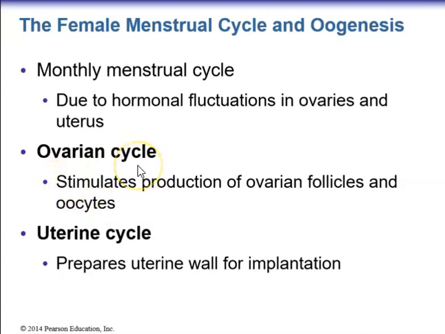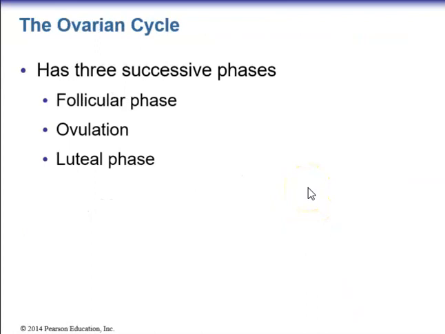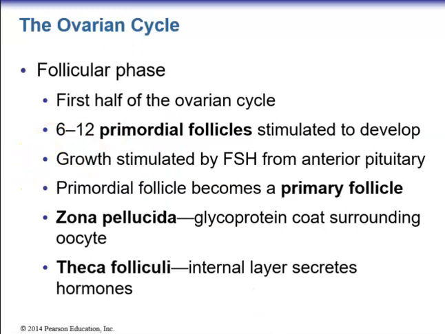So the ovarian cycle is basically a picking of which oocyte will be released every month. Now the uterine cycle is the cycle in which preparations are made, and it prepares the uterine wall for implantation of the fertilized egg. So first we talk about the ovarian cycle. The ovarian cycle has three successive phases: the follicular phase, ovulation, and then the luteal phase.